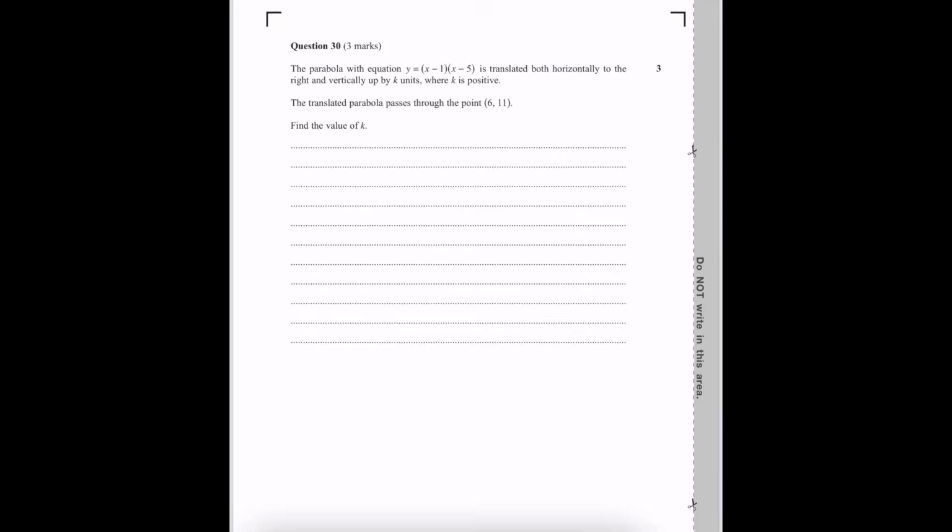Question 30 says the parabola with equation y equals x minus 1, x minus 5 is translated both horizontally to the right and vertically up by k units, where k is positive. The translated parabola passes through the point 6, 11. Find the value of k. So if we have a function f of x, to translate it to the right by k units means we take the function and we do f of x minus k. If we want to translate it vertically, then we add k outside of the whole function.